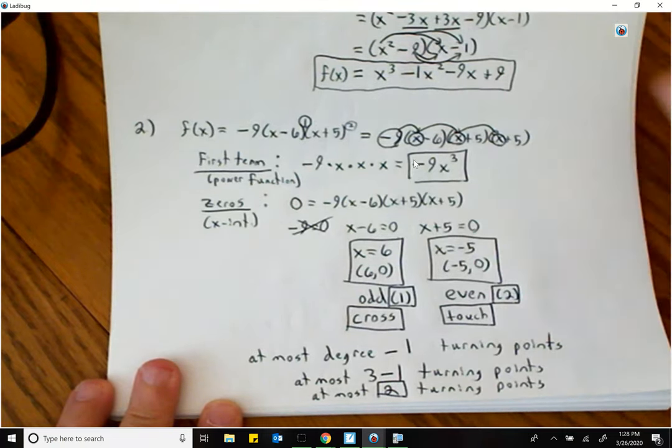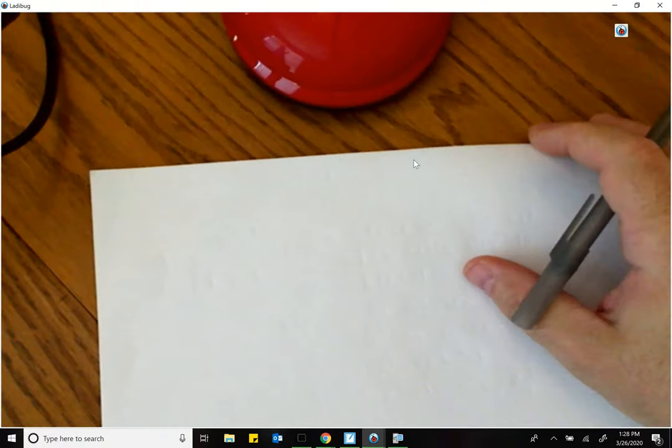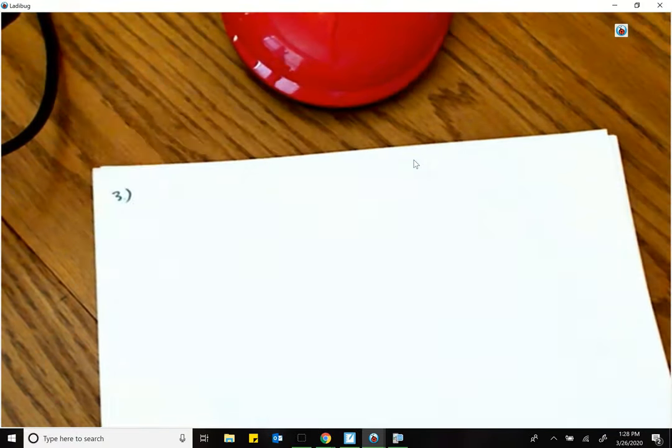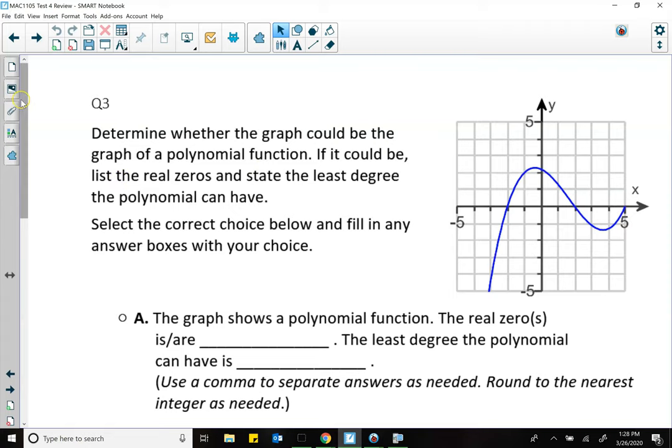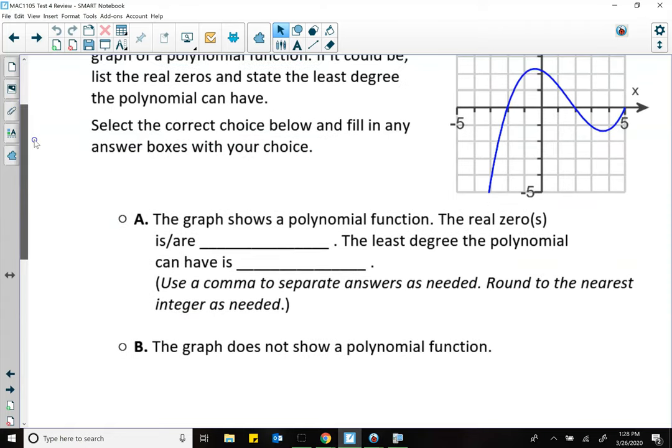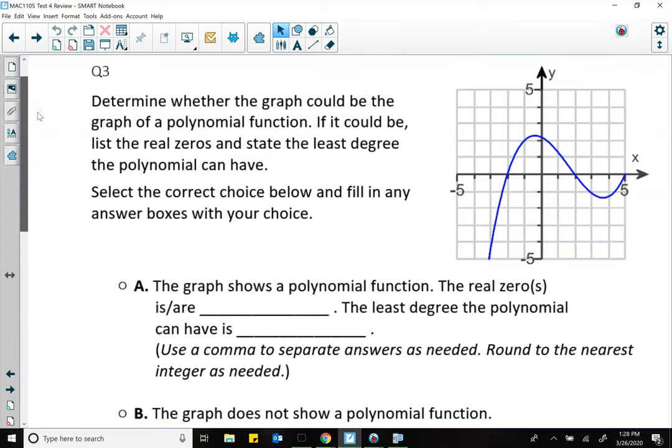All right. Let's hit up question three. So, looking at this one, just want to make sure. So, it's only one page. So, it wants to know, is this graph right over here a polynomial? And then, if it is a polynomial, it says, tell us the real zeros, which means x-intercepts, and state the least degree of the polynomial.